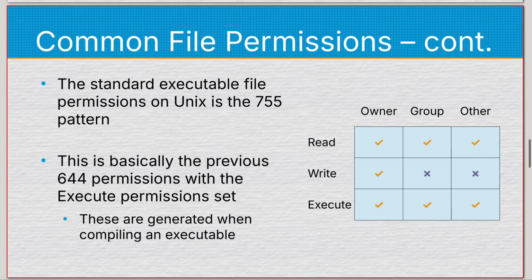If you see 755, that is often an actual executable file. And that's basically the exact same thing as your 644 permissions, except for the execute bits, which are all set. So when you compile an application, say you had a C file, you ran it through GCC, and it gave you the ever-present a.out, this would have 755 permissions. Everybody can technically execute it.